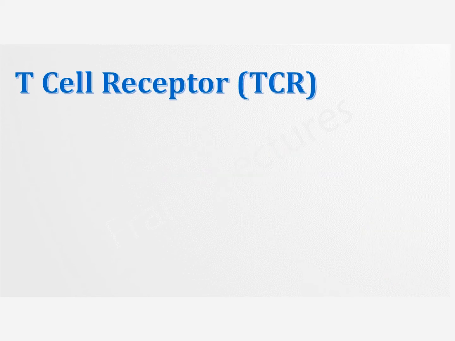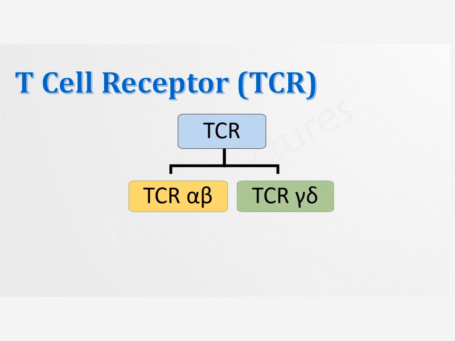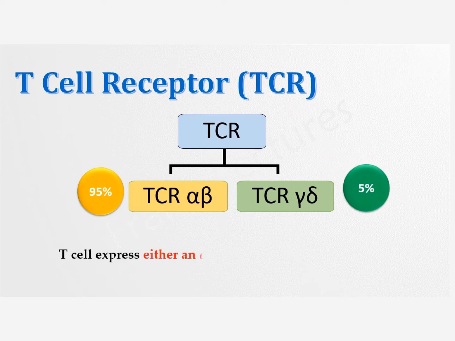There are two types of T cell receptors and both are heterodimers. The first one is TCR alpha beta and the second one is TCR gamma delta. 95% of the T cells circulating in the body have TCR alpha beta and 5% have TCR gamma delta. A T cell expresses either the alpha beta receptor or the gamma delta receptor, but never both.